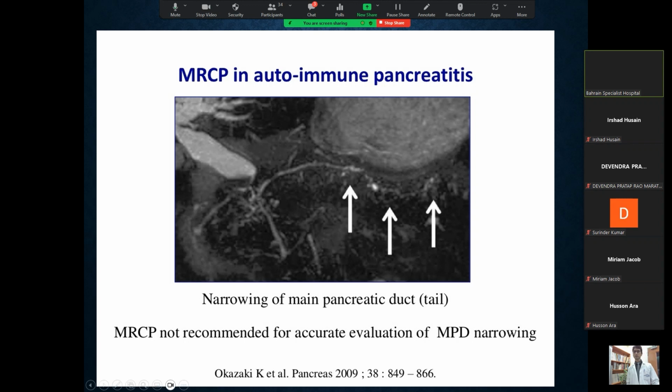This is MRCP, which shows the same thing, but it is not one of the recommended tests to do, particularly for autoimmune pancreatitis. Yes, it's a very close differential, and it can delineate the PAC itself.